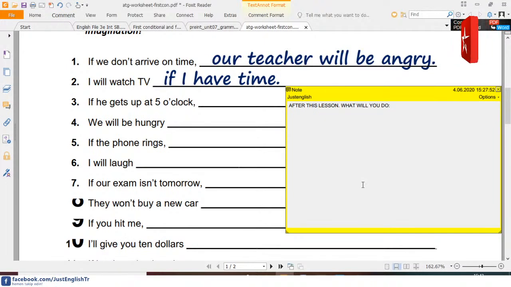Yes, and after this lesson, what will you do? Can you tell me what are you planning to do? Okay, I am waiting. But my lessons will be at the weekends, not on weekdays. This is my last lesson for weekdays, and then I will be back here at the weekend.